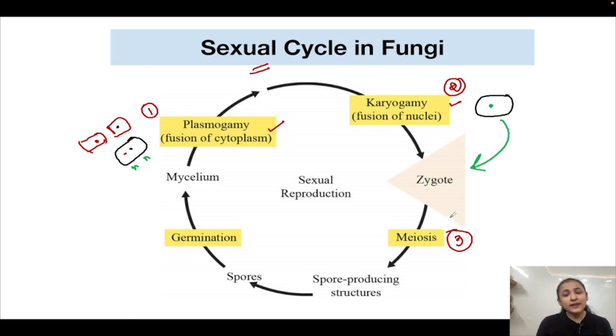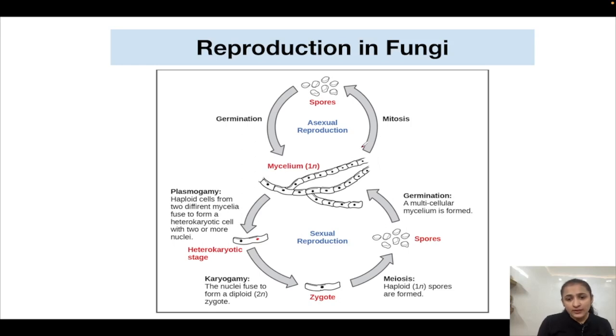This zygote will then undergo meiosis in the spore producing structures, which are known as fruiting bodies, in order to produce spores. The spores will again germinate in order to produce the new mycelium, and in this way the sexual cycle continues. Now this is the fungal mycelia. Fungi are haploid. Their mycelia are haploid in condition. They are haploid and thalloid structures. They are not diploid. So this is one fungal mycelia.